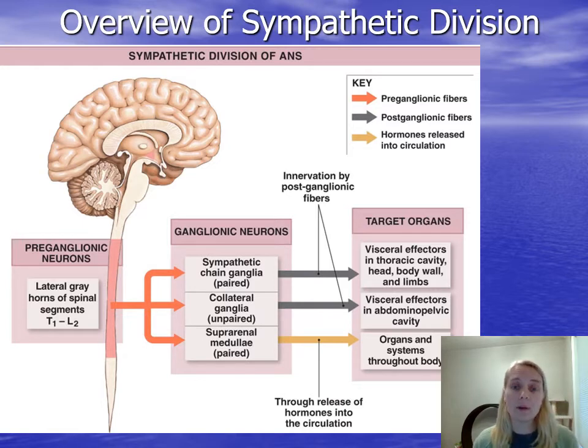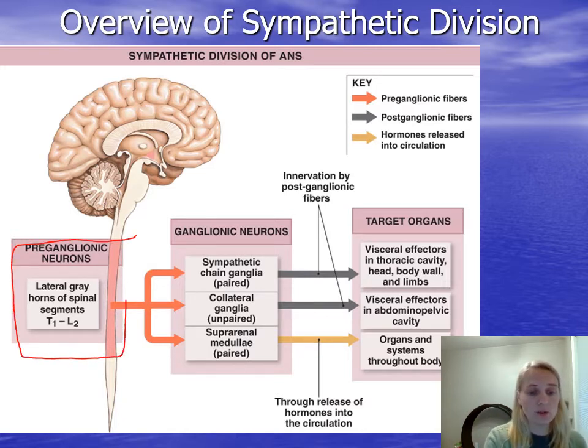So in one of the earlier slides from the overview lecture, we talked about the lateral gray horn being located in the T1 to L2 segment of the spinal cord. So the sympathetic preganglionic neurons are only located in the lateral gray horn of sections T1 to L2 of the spinal cord. I know that's a lot of information, so pause and go back if you need to. So: lateral gray horns of T1 to L2 for sympathetic preganglionic neurons.